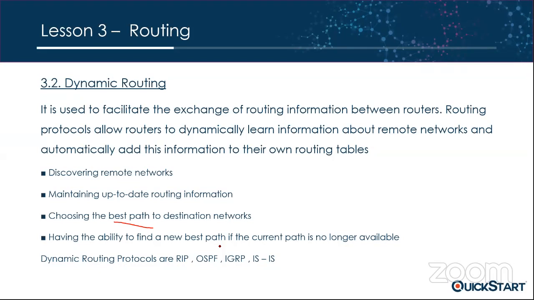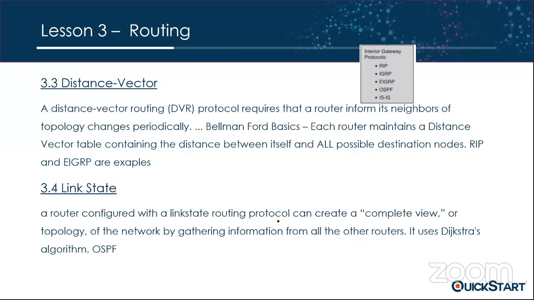The protocols that are used are RIP, OSPF, IGRP, IS-IS. We're going to discuss distance vector and link state here. There are two types of protocol: interior gateway protocols and exterior gateway protocols. The interior gateway protocols contain RIP, IGRP, EIGRP, which was discussed in the previous slide. And in the IGP, we have two options: the distance vector and the link state.